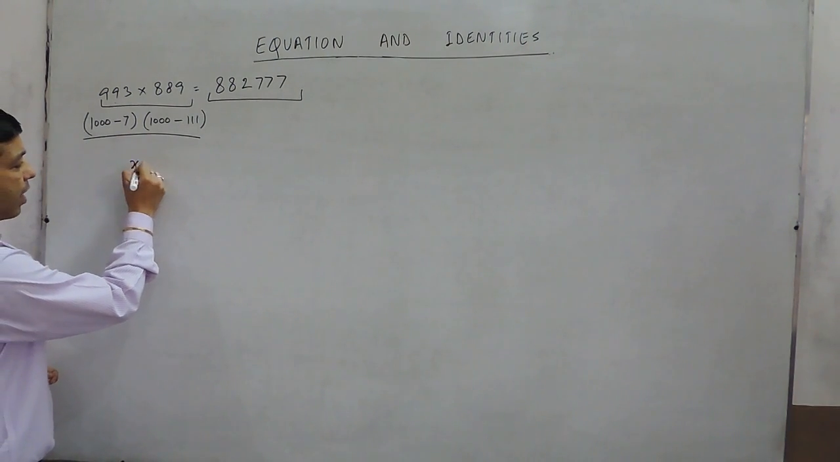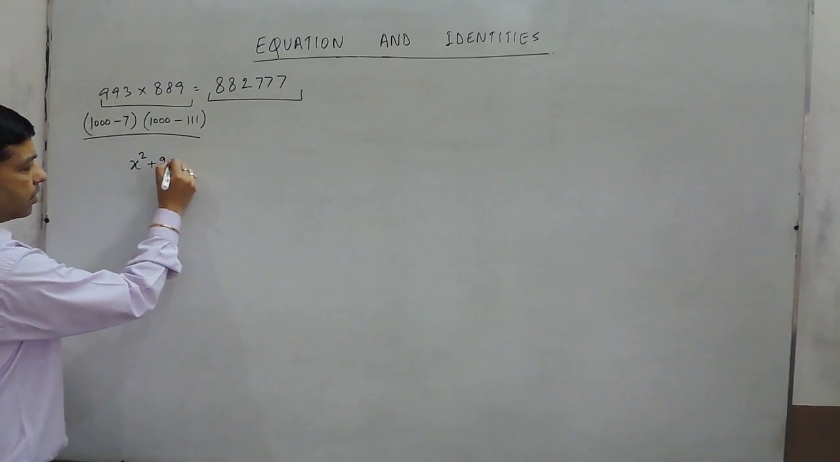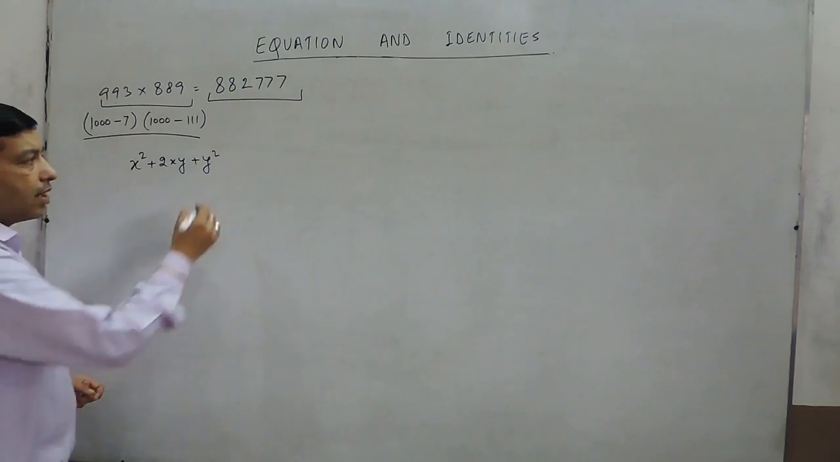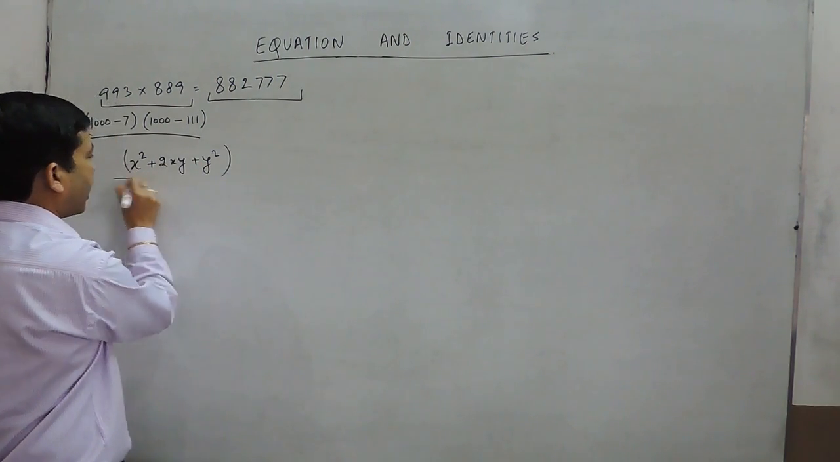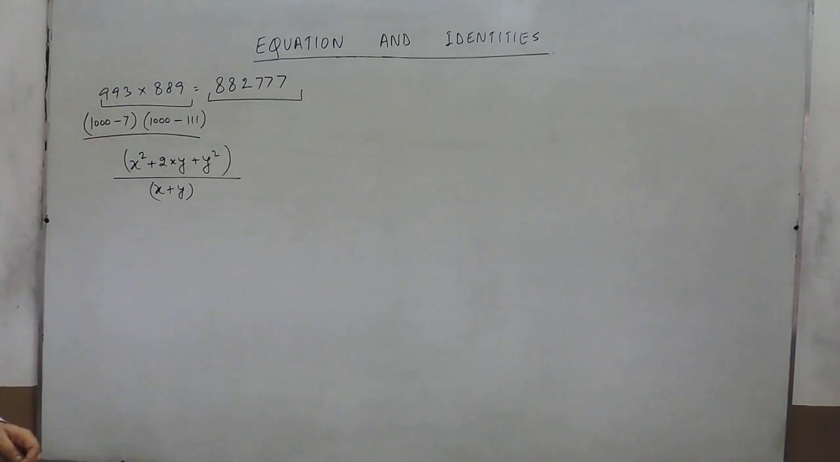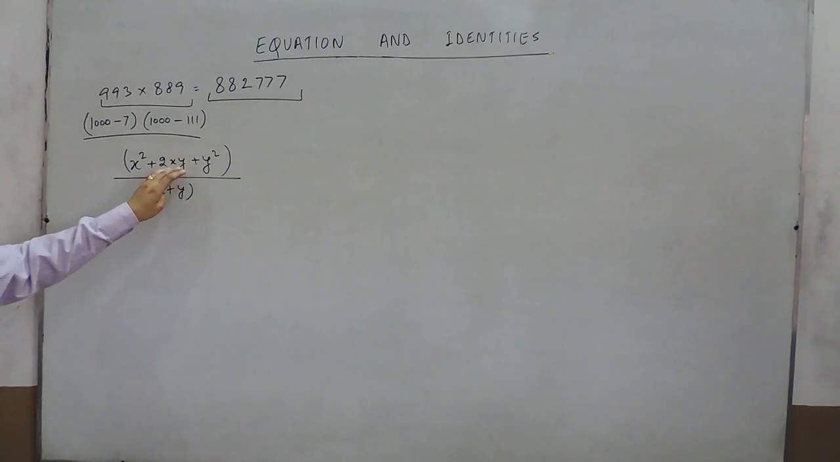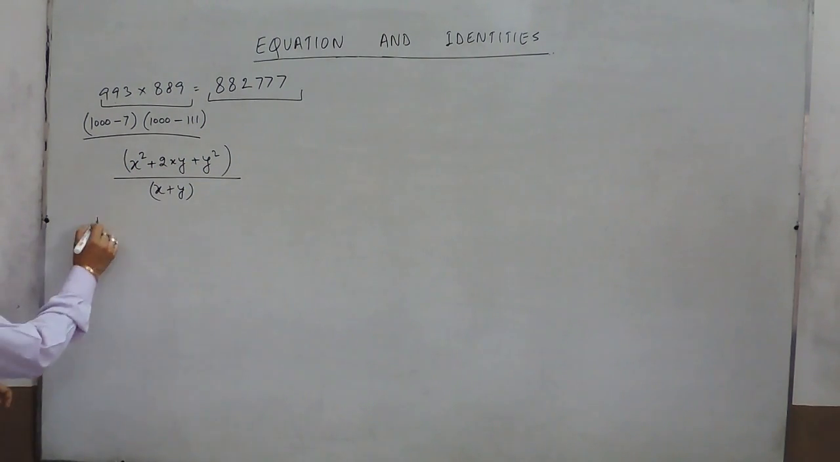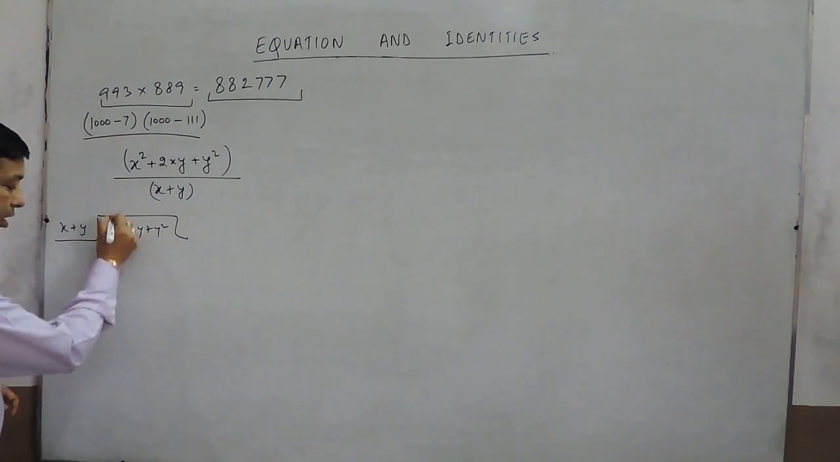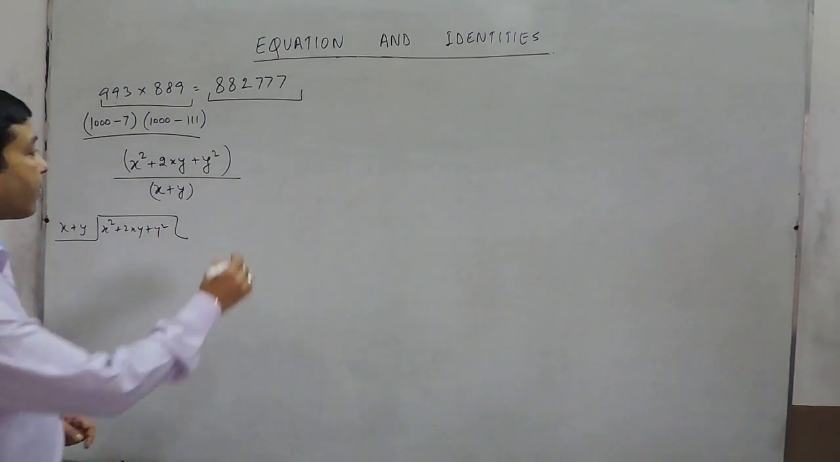Another use can be if I am writing a polynomial like this and I want to divide this polynomial by a binomial x plus y. Now, if we do not know that this can be written as a perfect square, then definitely we will solve it like x plus y and x square plus 2xy plus y square, and we will go for the long procedure.